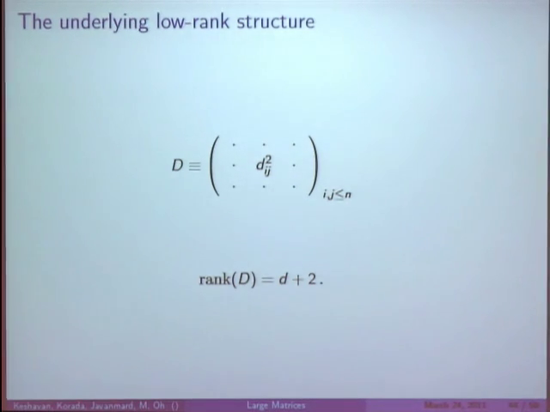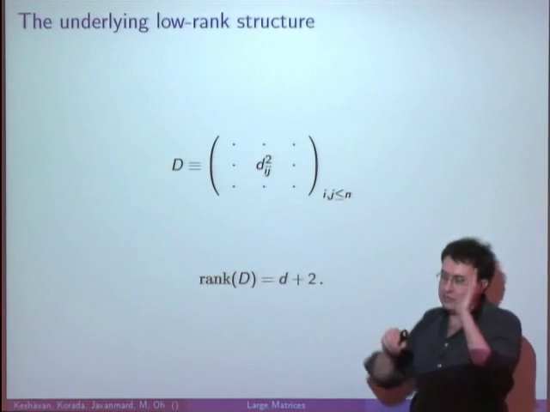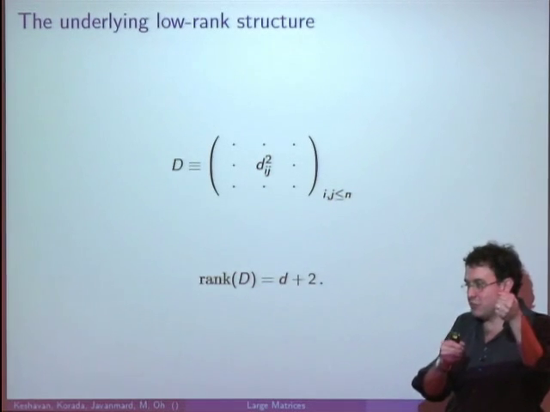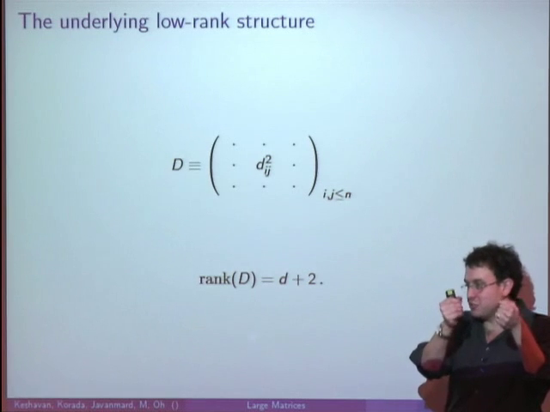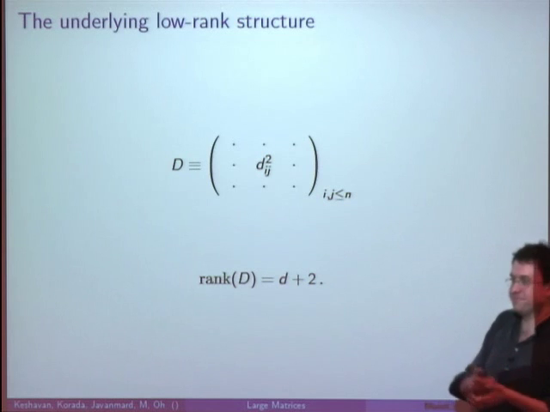This is just something that takes one minute. It's because d_ij squared is just x_i squared, which is rank 1, plus x_j squared, which is rank 1, minus 2 x_i dot x_j, which is rank d.